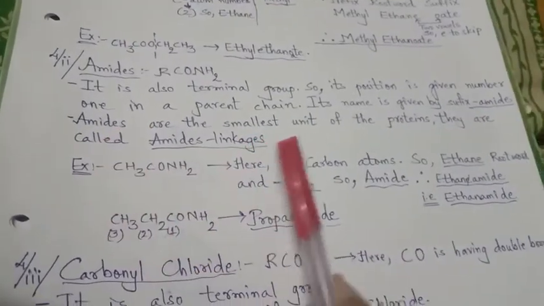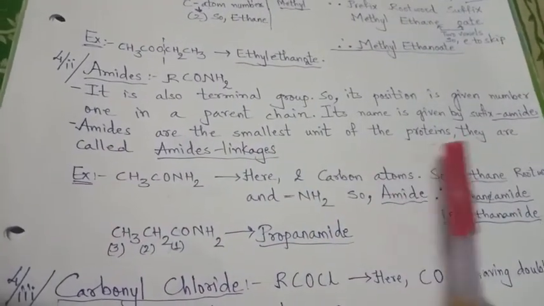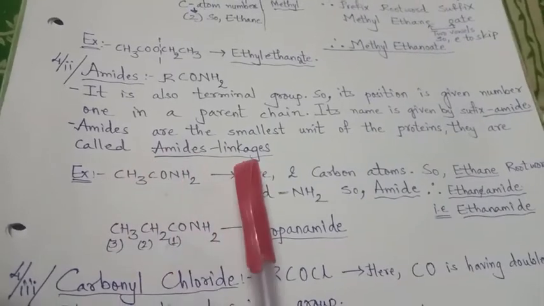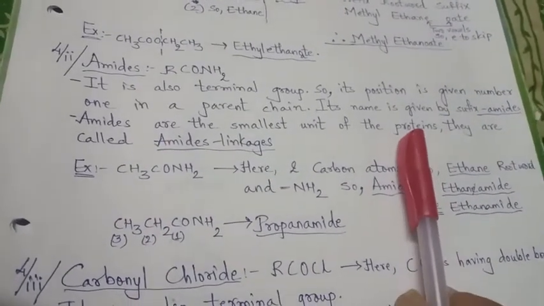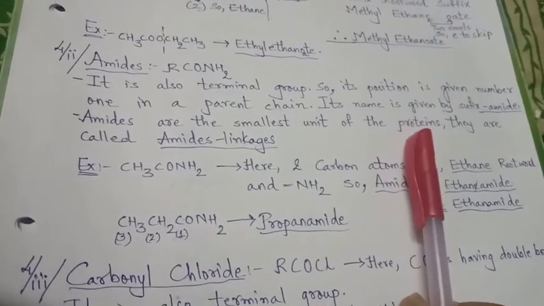Amides are the smallest unit of the proteins. They are called amide linkages. The proteins are helpful for our growth, for repair of our cells, right?